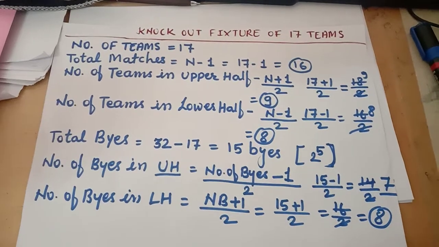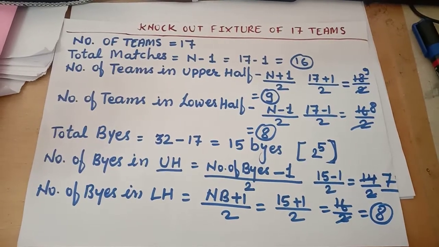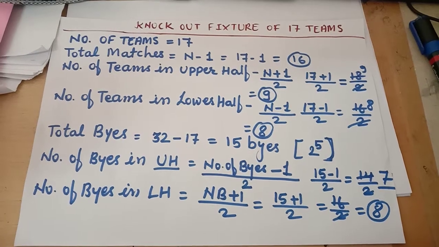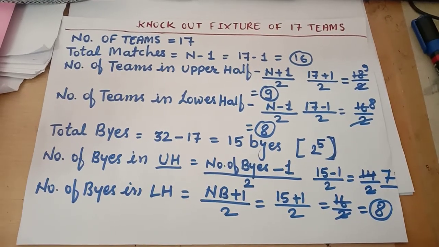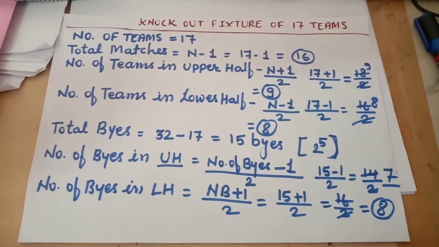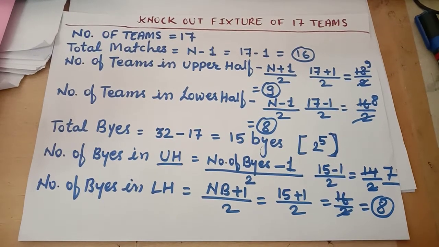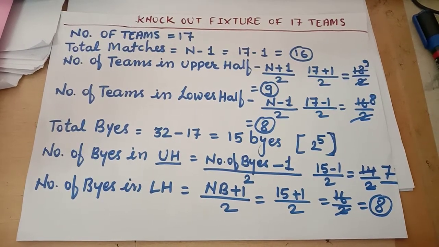Dear students of class 12th, here is the fixture of 17 teams for a knockout tournament from your physical education. Number of teams that we have is 17.